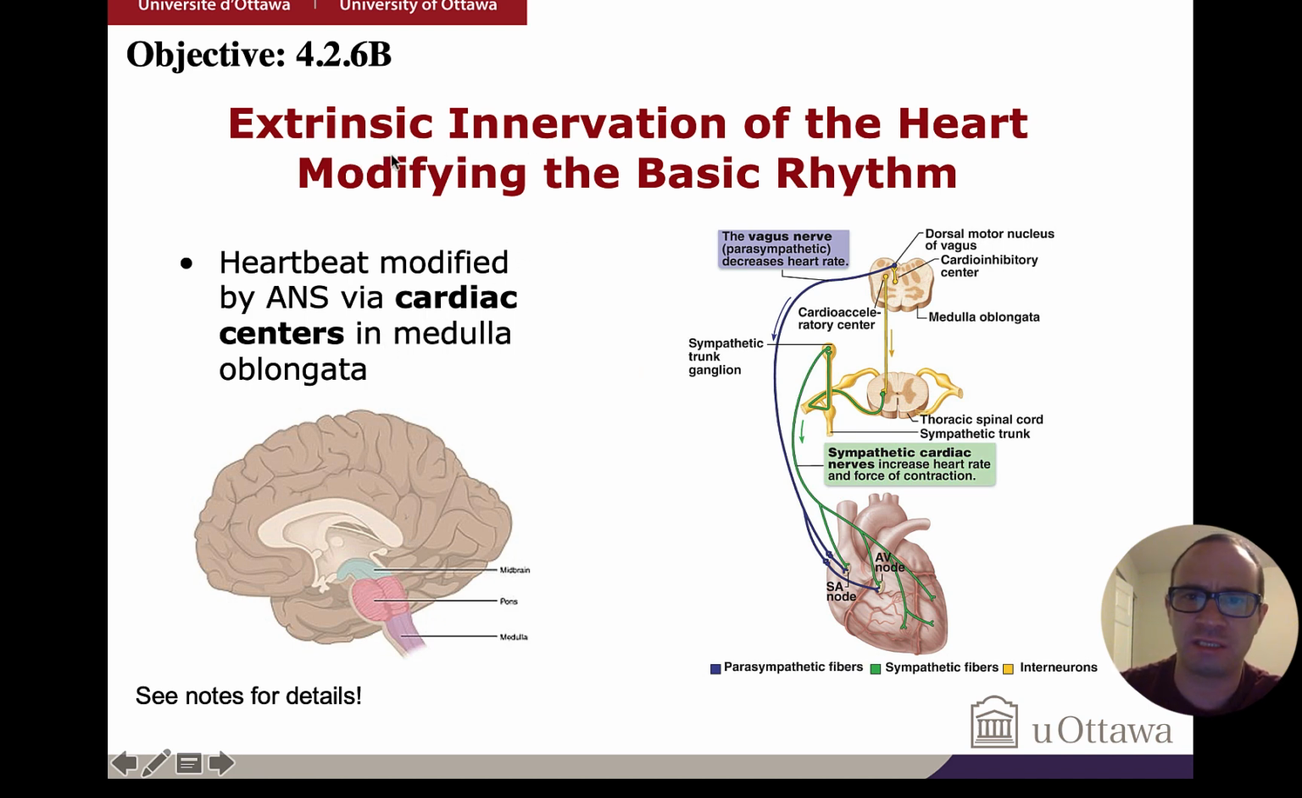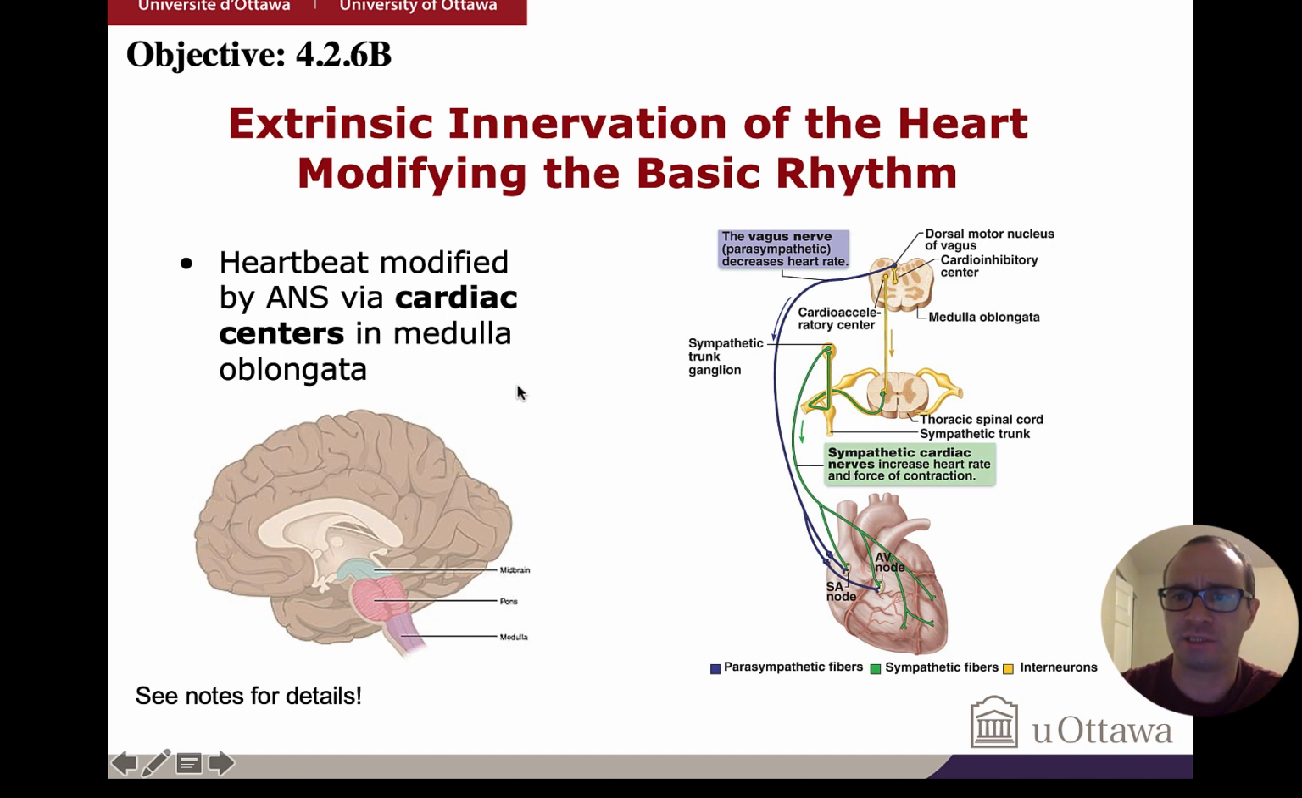As I mentioned, this intrinsic system can be modified by extrinsic or outside factors. These are concentrated in what we call the cardiac centers in the medulla oblongata. This is the lower area of the brain, and this makes sense. We think of this area as associated with more basic functions, things you don't really have to think about. This should make sense to you because you don't really think about your heart beating each time it has to beat. You don't really consciously increase or decrease your heart rate either. This is in contrast to the higher functions like creativity, which would be in this area here.